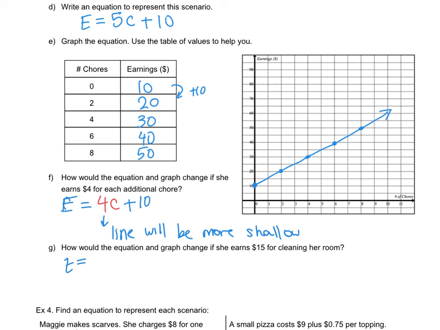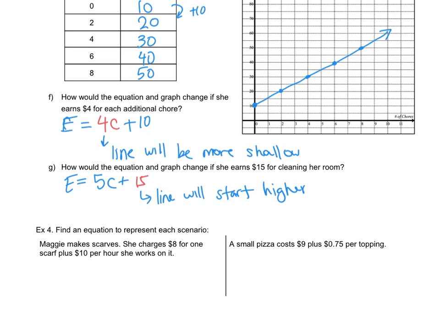So your new equation should be E equals 5c plus, instead of 10, we have 15. So that's the y-intercept that's changing, which means the line will start higher because originally she was only getting 10. Okay, so there it is.